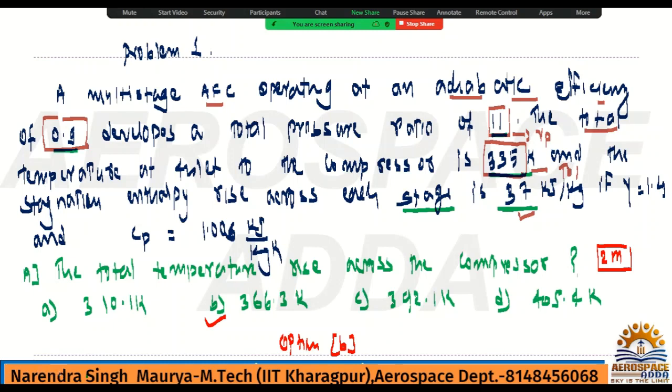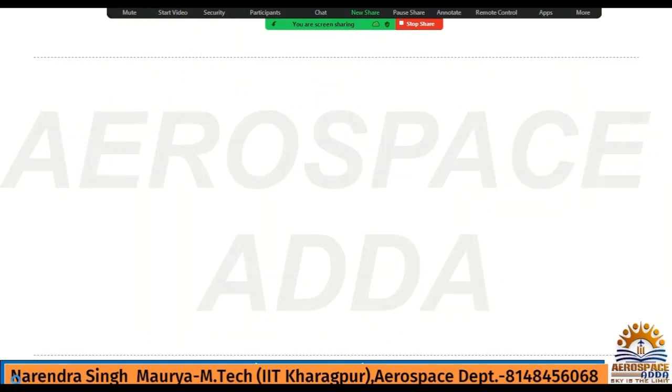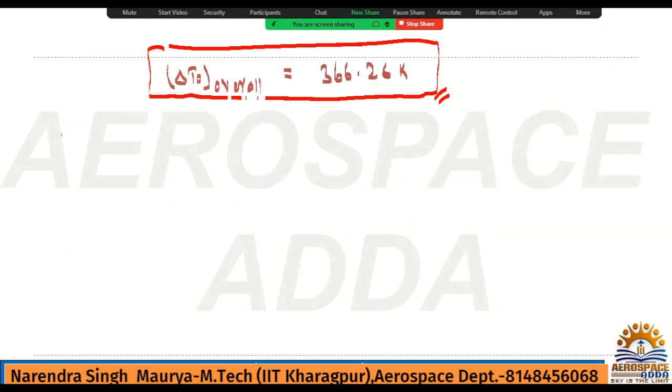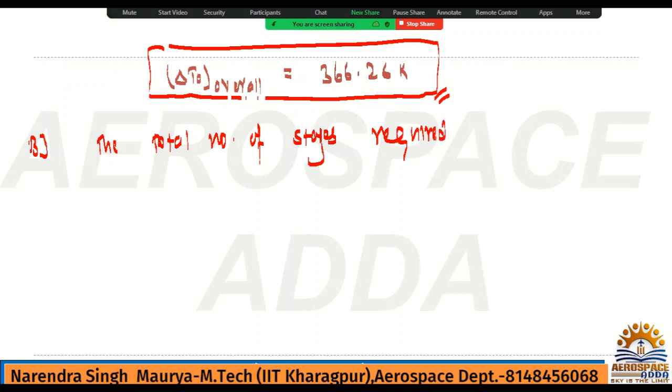From the same statement, we have another question, and it's a simple one. What is the question? Problem B: the total number of stages required. This is the next question. This is also for 2 marks. The previous one was for 4 marks.